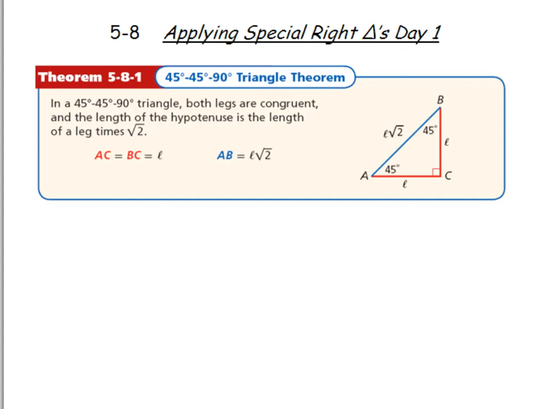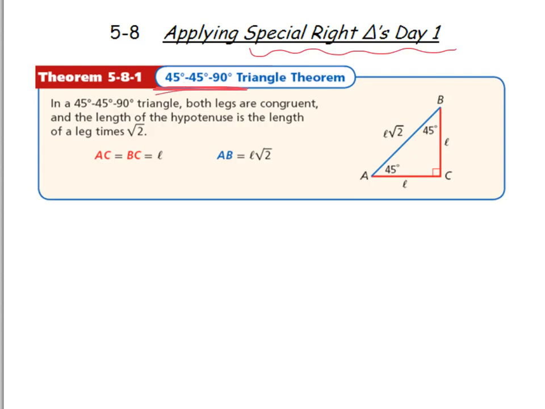All right, so this is one of my favorite topics. We're going to start talking about special right triangles. There are two special right triangles: a 45-45-90 and a 30-60-90. Today we're going to be focusing on a 45-45-90.